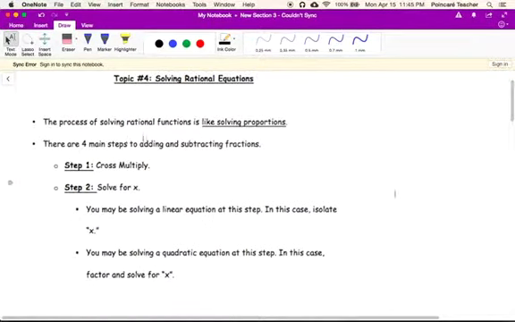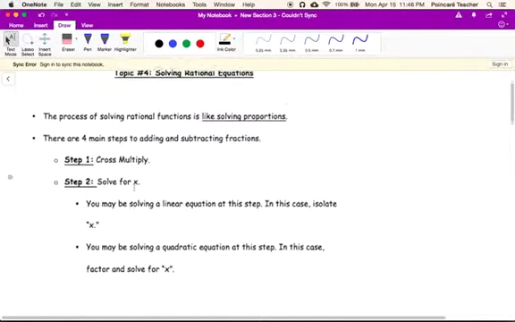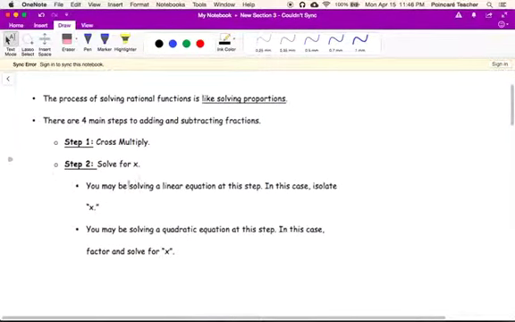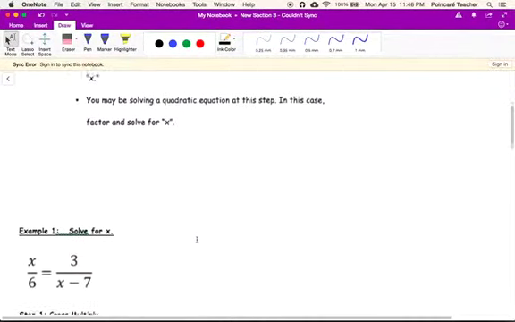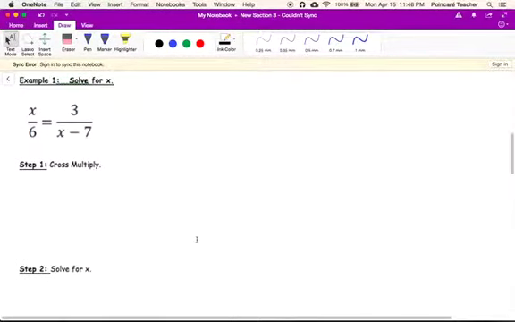Solving rational equations is a lot like solving proportions, and it's almost identical except the algebra is more complicated. But the steps are pretty similar. The first step is to cross multiply, and step 2 is to solve for x. When you're solving for x in step 2, you may have a linear equation or a quadratic equation, which will determine your method of solving for x. Okay, so let's go into example number 1.